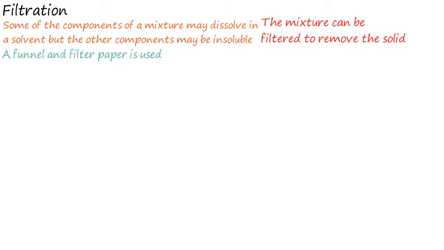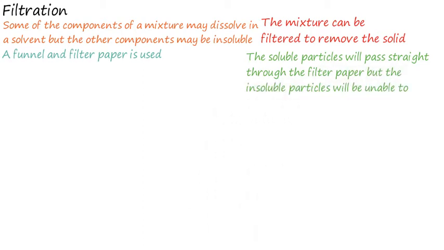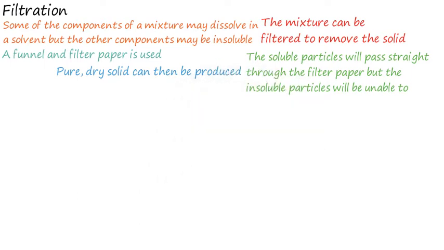To do this, you set up a funnel with filter paper inside, which can drip into a beaker, and then pour the mixture into the filter paper. The water with the dissolved tea granules will pass straight through the filter paper, but the solid soil particles will be unable to. The soil which is left on the filter paper can be removed, washed with distilled water, and then dried to form pure soil.